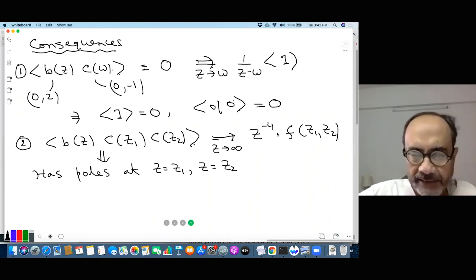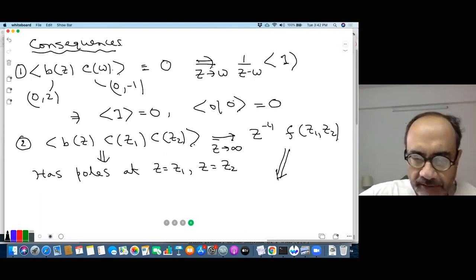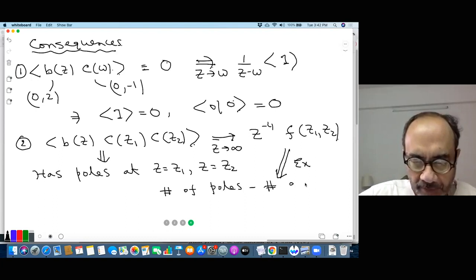So given this asymptotic fall off, this implies, and this is a simple exercise in complex analysis, that the number of poles minus the number of zeros in the Z plane is 4.